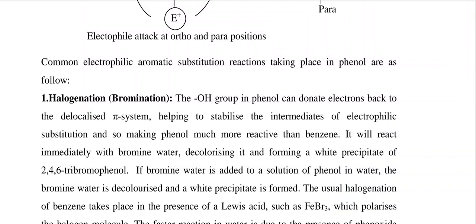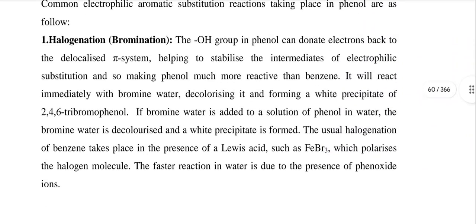Common electrophilic substitution reactions that take place in phenols are as follows. Halogenation. The OH group in phenol can donate electrons back to the delocalized pi system, helping to stabilize the intermediate of electrophilic substitution, so making phenol much more reactive than benzene. It will react immediately with bromine water, decolorizing it and forming a white precipitate of 2,4,6-tribromophenol.